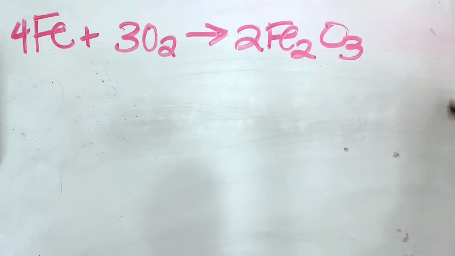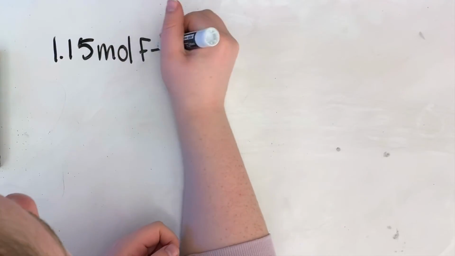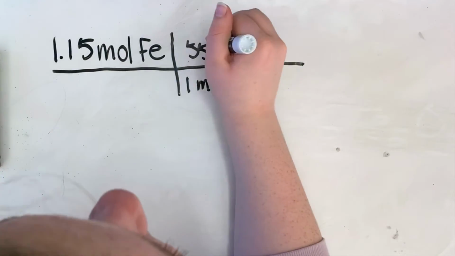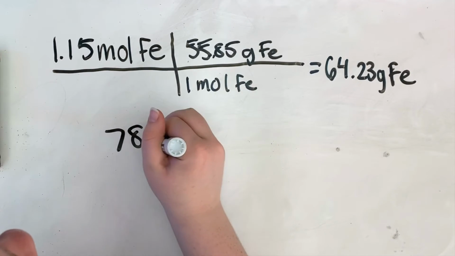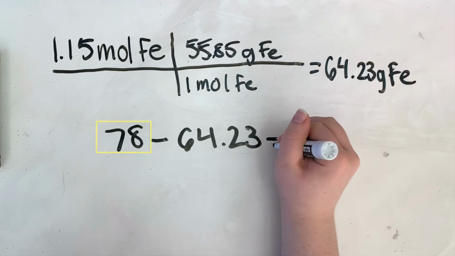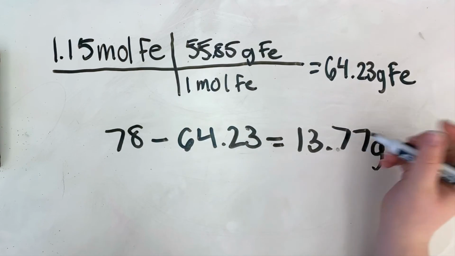Now, using the same problem, find the amount of excess iron that is left over after the reaction if there was initially 78 grams of iron. Earlier, we converted from grams ferric oxide to moles of iron. Using that value, 1.15 moles of iron, convert from moles to grams. To find the excess, use the formula initial minus used equals excess. The initial is the amount that the reaction began with, in this case, 78 grams of iron. The used amount is the amount used in the reaction, which is what we find by solving for the limiting reactant, in this case, 64.23 grams of iron. Subtract 64.23 from 78 and you'll get 13.77 grams of iron.